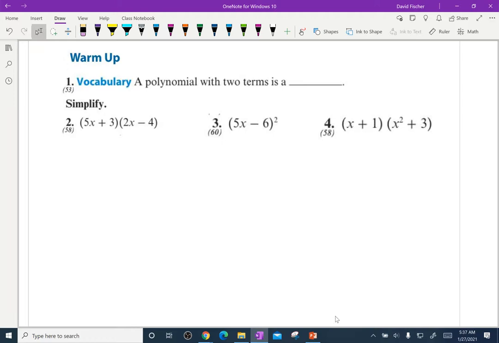Monday and Tuesday were about finding the greatest common factors. Today we're going to do a whole lot of FOIL. We should be pretty good at this by now. So please do these warm-ups, and we're going to be doing a lot of it today to check our answers to make sure we got the right numbers. All right, pause the video, do these warm-ups, and then we'll see how you did.